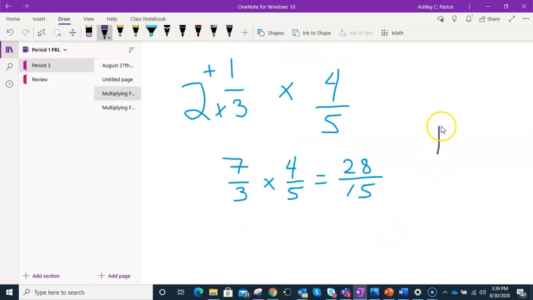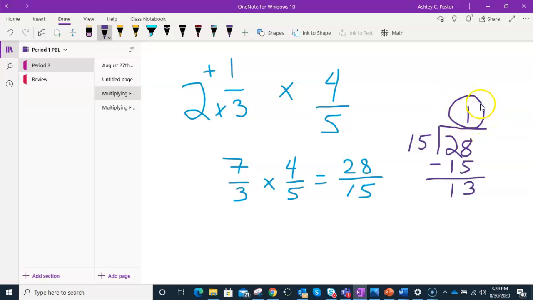When I divide, inside of my box is going to be 28, and on the outside I'm going to have 15. I know that 15 goes into 28 one time. I'm going to subtract. I get 15 right here, and 8 minus 5 is 3, and 2 minus 1 is 1. Remember, this is my whole number. Then the remainder is my numerator, and that 15 is my denominator. So if they ask me to turn the improper fraction into a mixed number, I get 1 and 13/15.